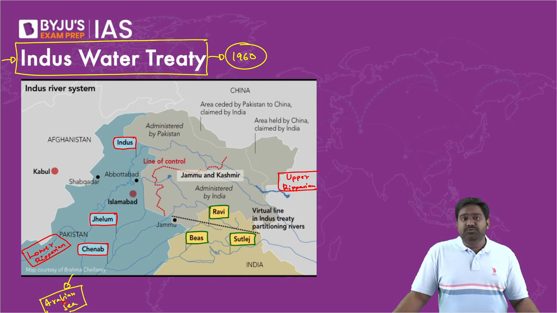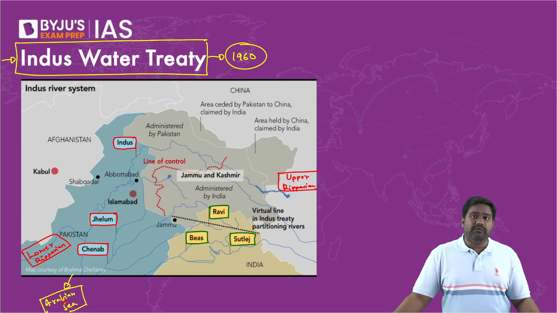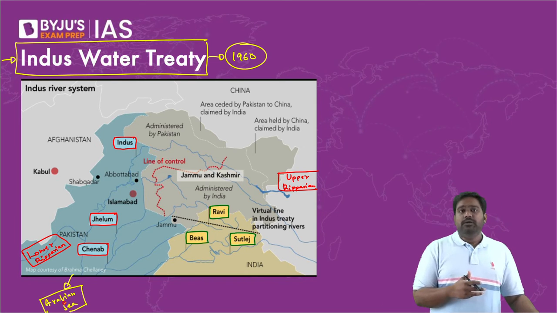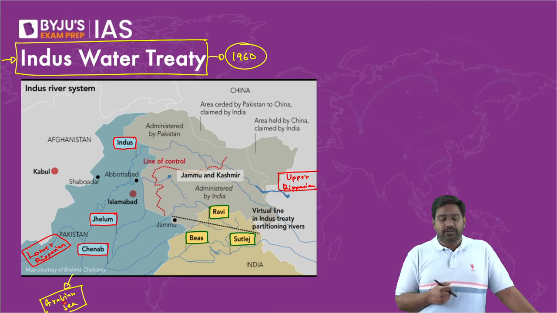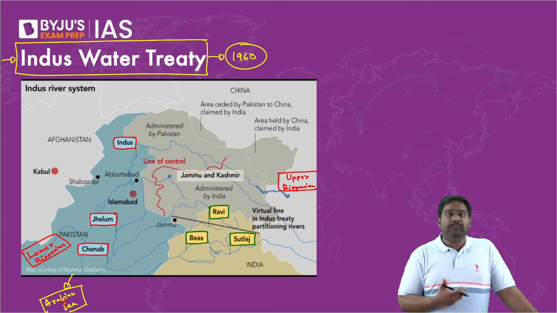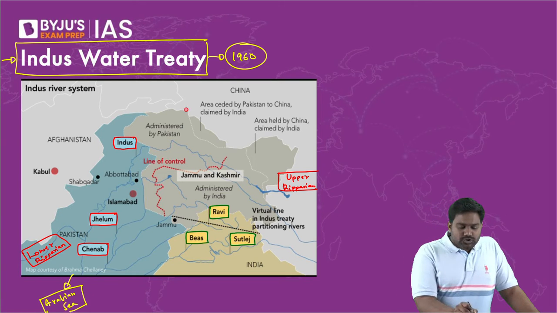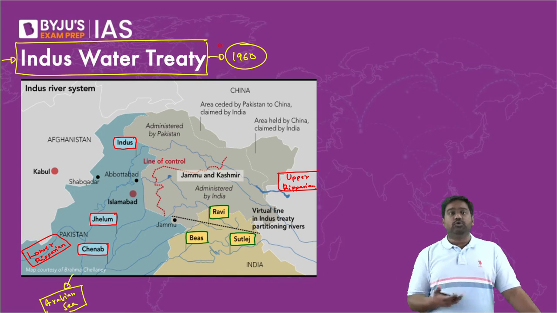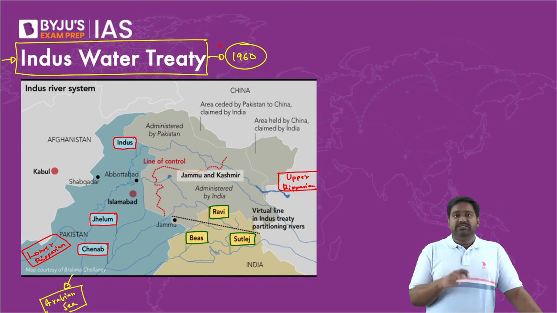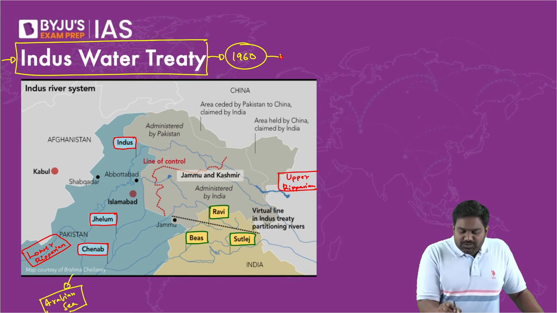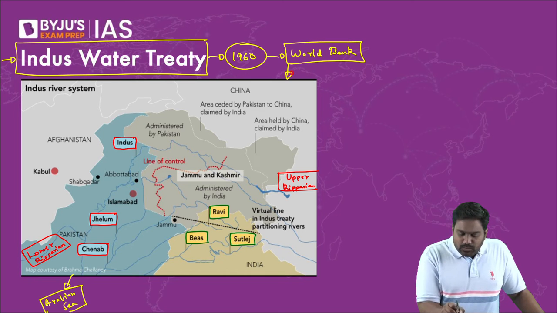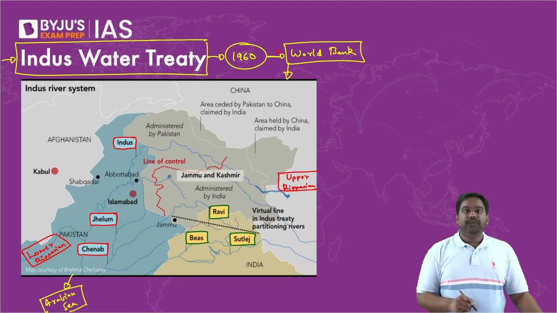So sharing these waters had been a source of dispute. Given that the Kashmir dispute had erupted, we had already fought a war in 1947, right? Tensions were already there in India-Pakistan relations. So to ensure that water does not become a source of conflict, both sides negotiated a treaty which was mediated by the World Bank. The World Bank acted as the mediator and worked out the Indus Water Treaty.